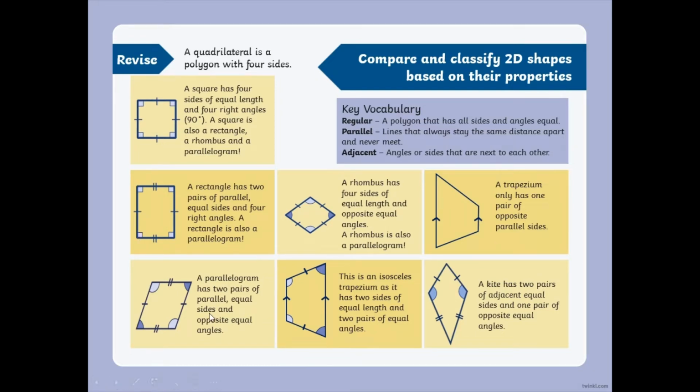We also have a parallelogram at the bottom here that has 2 pairs of parallel equal sides and opposite equal angles. These angles will be opposite here and here. Again, 1 pair of parallel lines, 2, the second pair of parallel lines. So we've got square, rectangle, parallelogram. Now a rhombus has 4 sides of equal length and opposite equal angles. A rhombus is also a parallelogram.